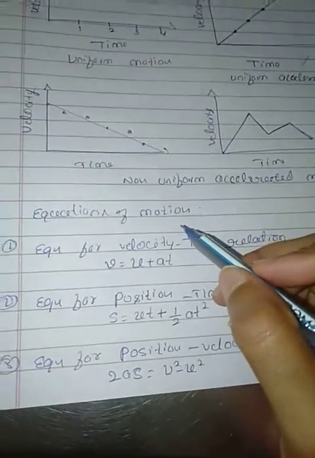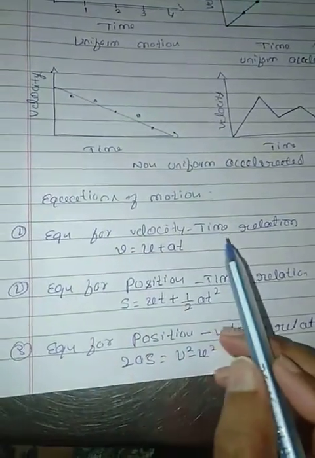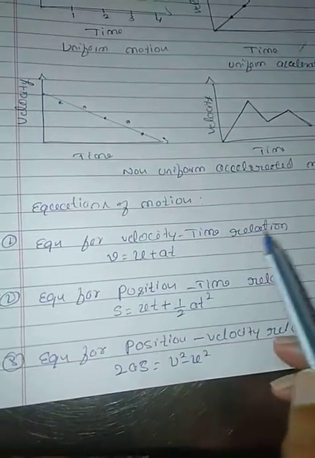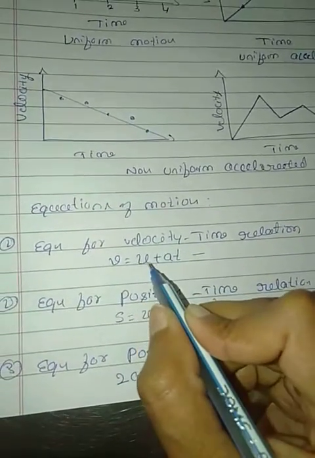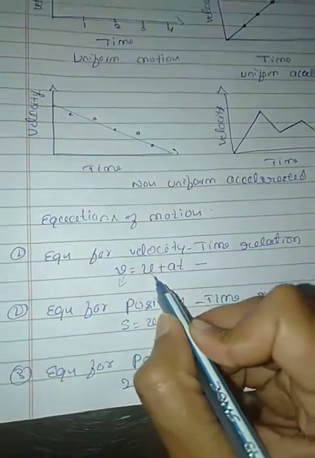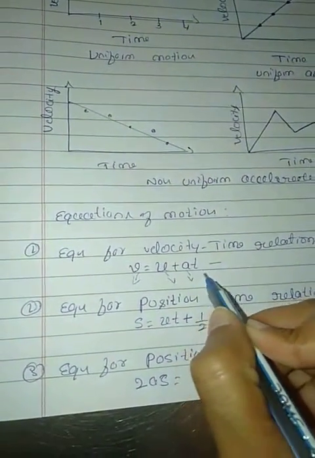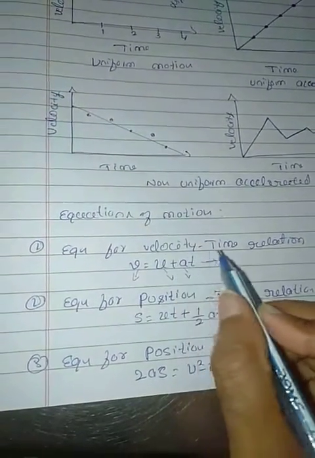Now we move on to the equations of motion. The first equation is the velocity time relation. The velocity time relation equation is v = u + at. Here v is final velocity, u is initial velocity, a is acceleration, t is time. So this is the relation between velocity and time.